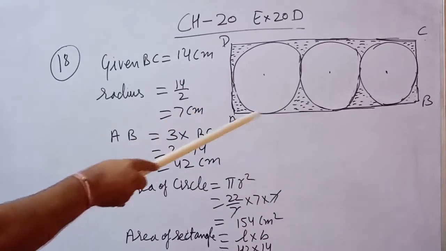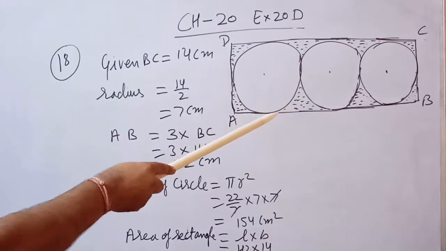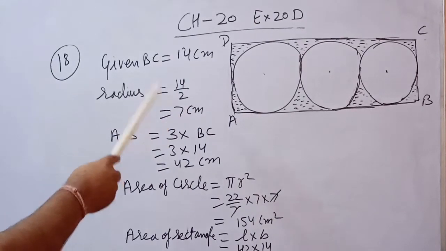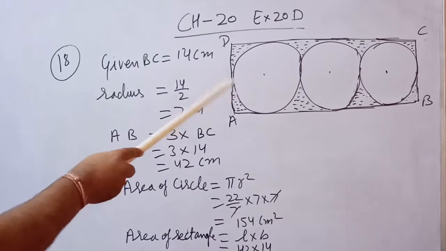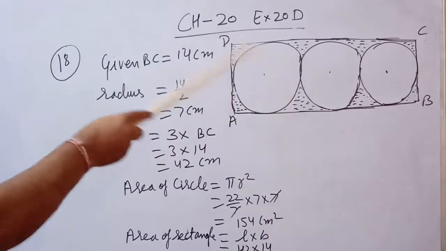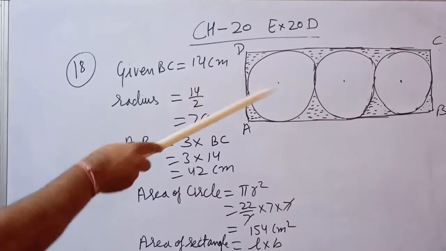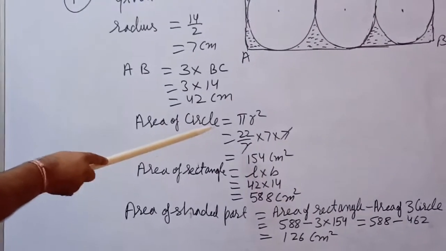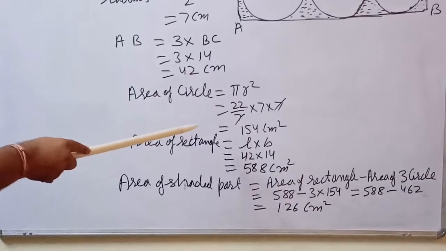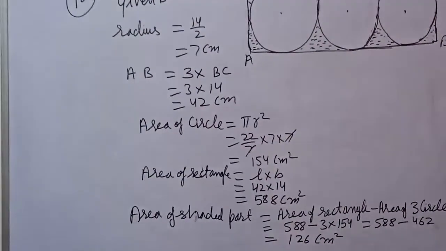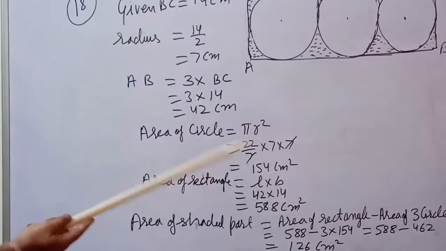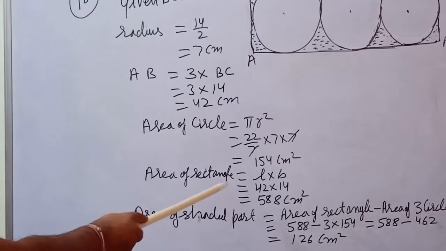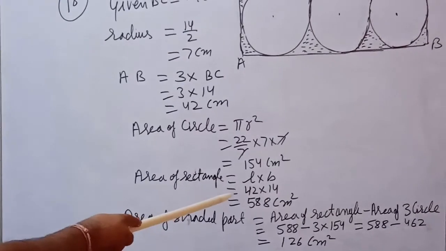So when we subtract the area of the 3 circles from the area of this rectangle, we will get the area of the shaded part. Now see, area of the circle equal to pi r square, that is 22 upon 7 into 7 into 7, that is 154 centimeter square. Now area of rectangle equal to L into B, you know area of the rectangle is length into breadth. So 42 into 14, that is 588 centimeter square.